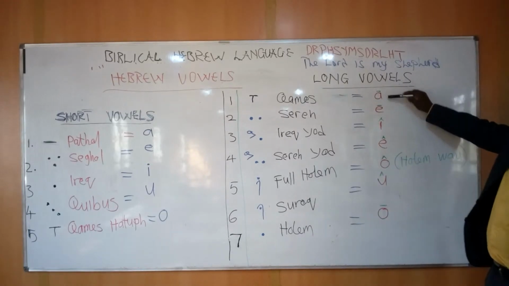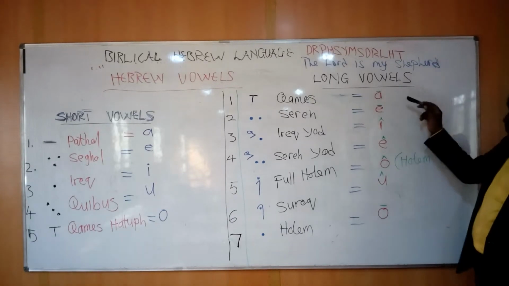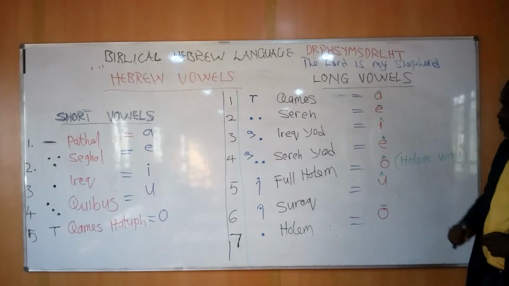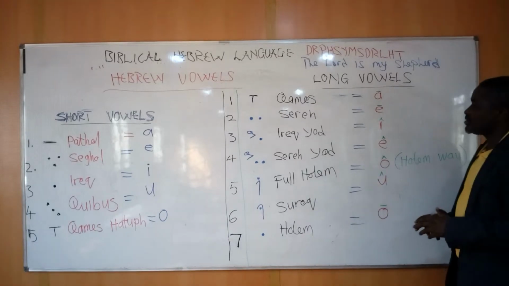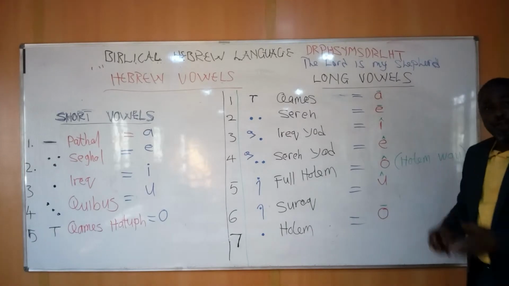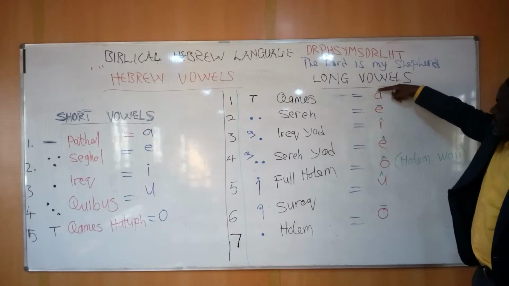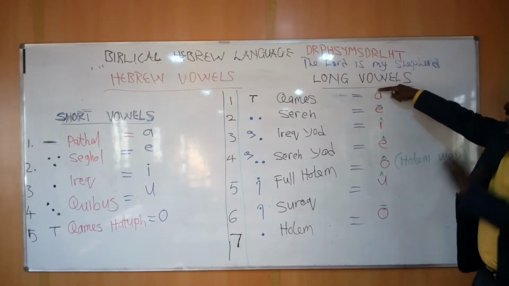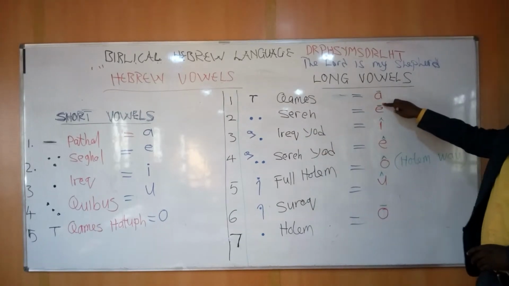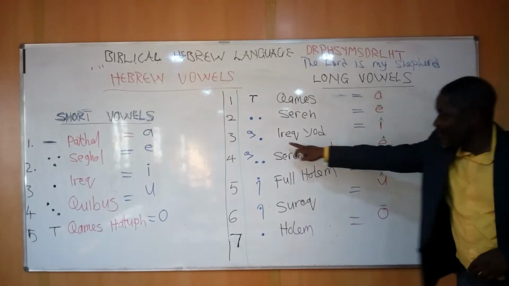Now, on top of each of these vowel forms under long vowels, each one has a kind of sign on top of it. Now you have qamets standing for an A. The line on top of it stands for the fact that it is a long vowel. Then you have tsere. The line on top of it shows that it's a long E.